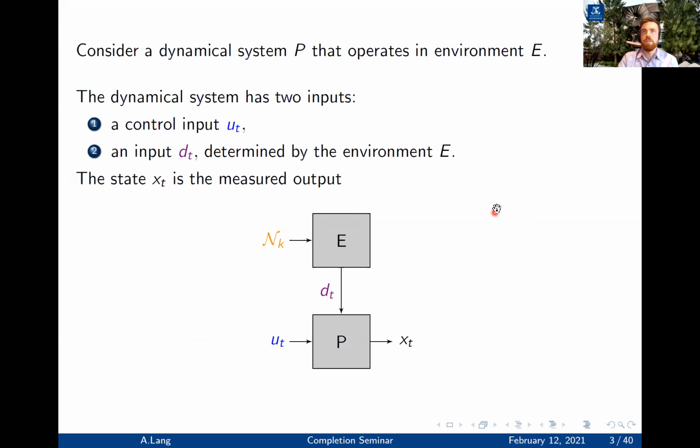So in the setup that we're looking at here, we have a dynamical system that we're denoting P that operates in an environment that we're denoting E. The dynamical system has two inputs, this control input U, that's going to be determined by some controller, and then this second input dt that is determined by the operating environment. The dynamical system has some output that's the measured state, xt.